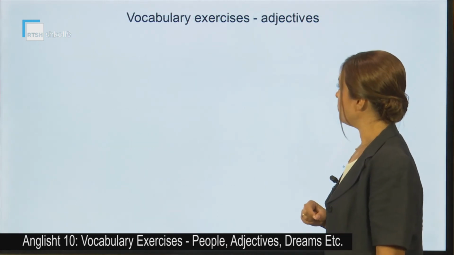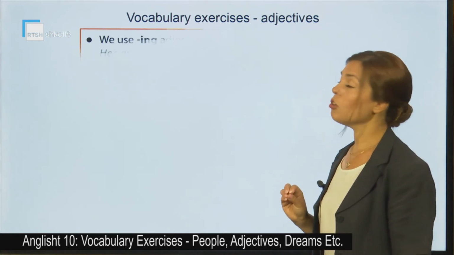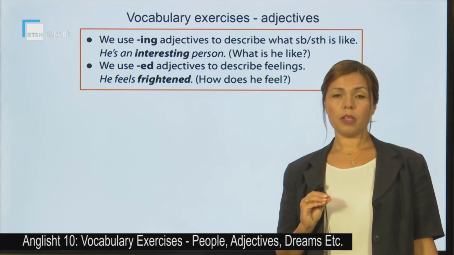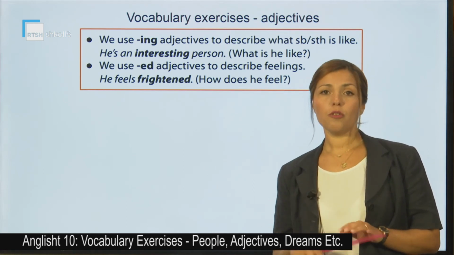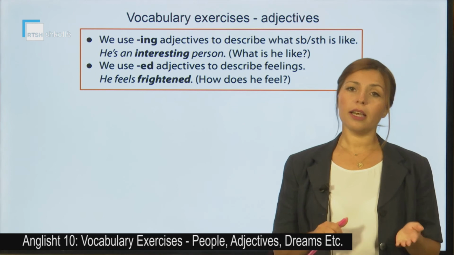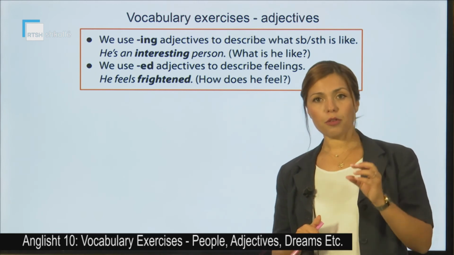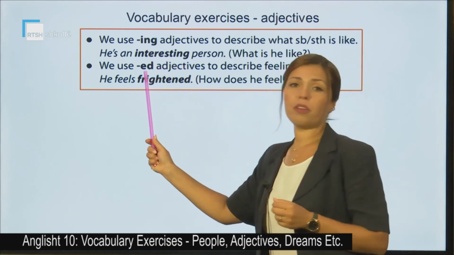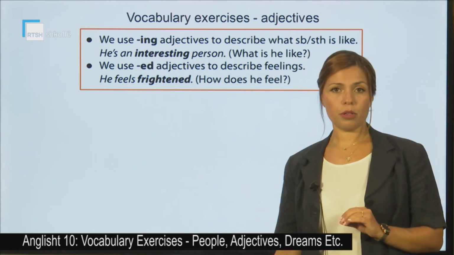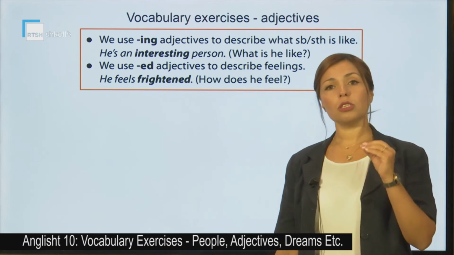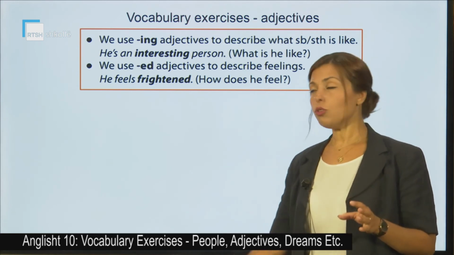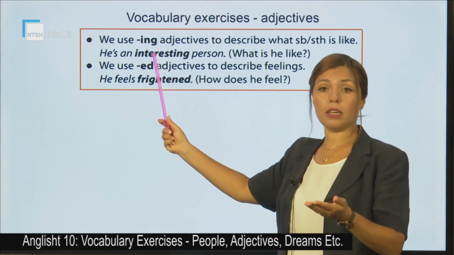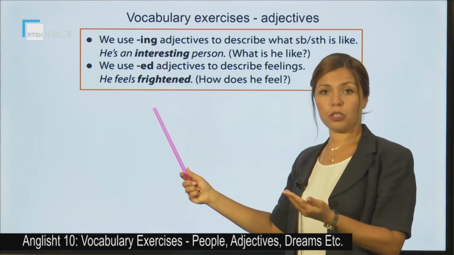Let's move on. Now, we're going to see one more thing concerning adjectives. Many times students confuse, for example, interesting and interested. They confuse which adjective to use, with an ing or with an ed. It is very simple to remember. When you describe something, you're going to use the ing form. So that person is interesting. I am describing this person.